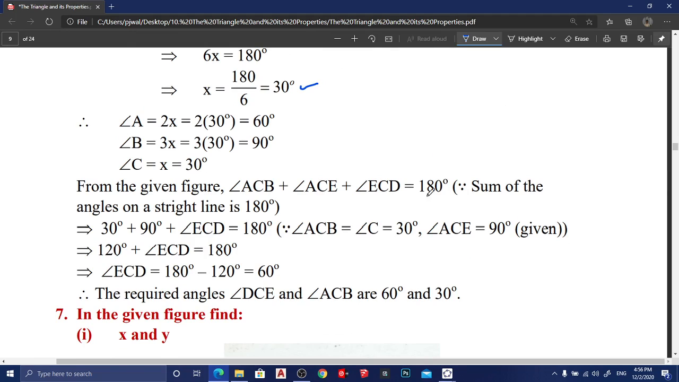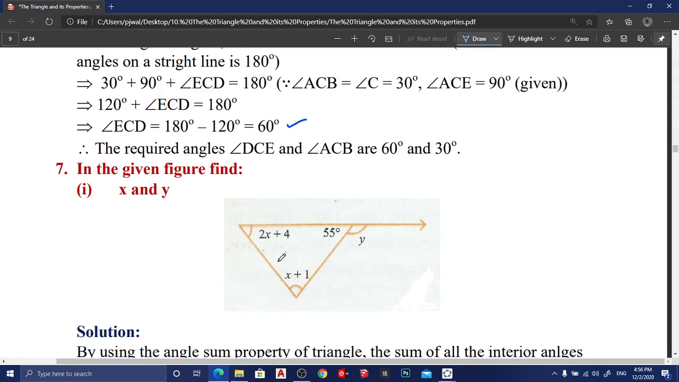Straight line, that property only I used. The sum of the angles on a straight line is 180, I used here. So by using that, you can find out 30 plus 90 plus angle ECD is equal to 180. So angle ECD is equal to 180 minus 120, 60 degrees. Like that, you can find the angle by using two properties.